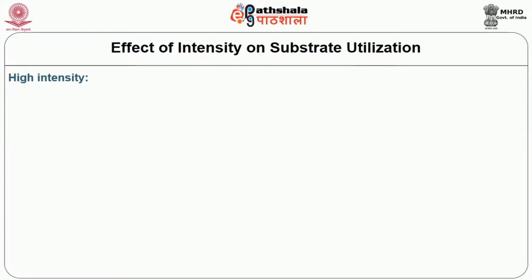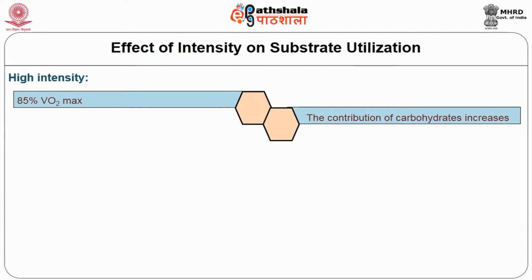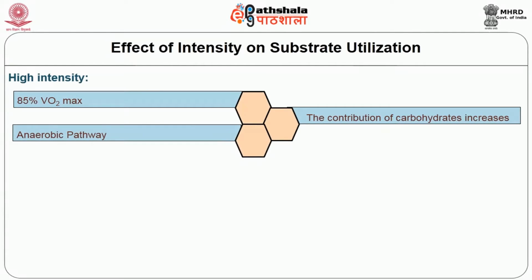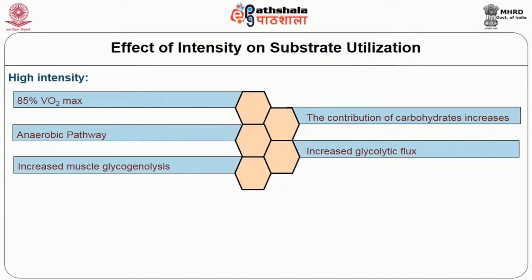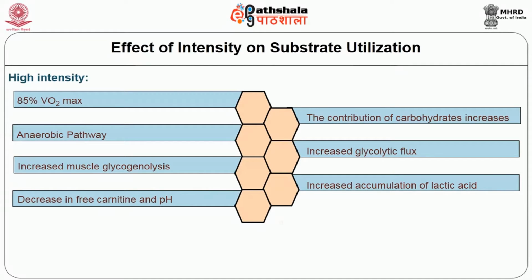When we go to high intensity exercise, again we are looking at a VO2 max of 85%. The major contribution again comes from carbohydrates, because we switch to anaerobic pathway whenever we move towards high intensity exercise, and with the anaerobic pathway there is increased glycolytic flux, there is increased muscle glycogenolysis and increased overall glucose oxidation, again leading to increased accumulation of lactic acid and leading to muscle fatigue. There is decrease in free carnitine and a decrease in pH, which is a clear sign that fat cannot be mobilized as a source of energy.